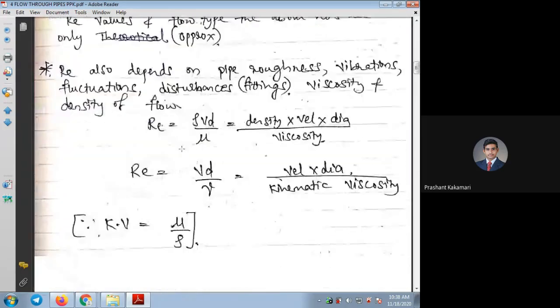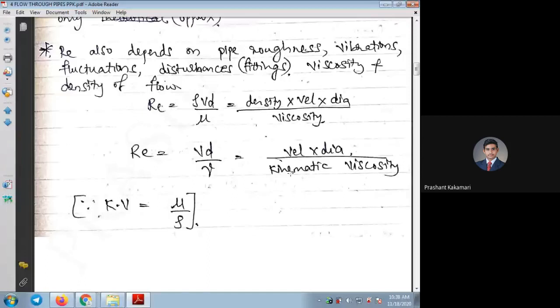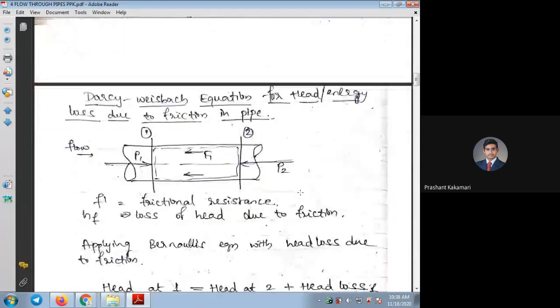I think you already know the Reynolds number equations. I'll not recall them once again. So now we'll take the Darcy-Weisbach equation. A small derivation is there on this Darcy-Weisbach equation. Very simple derivation. Here we are going to assume a long pipe as in your experiment. All of you who have done the friction loss experiment, just recall that experiment.